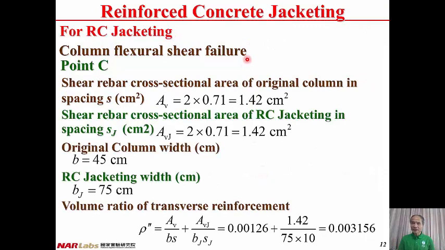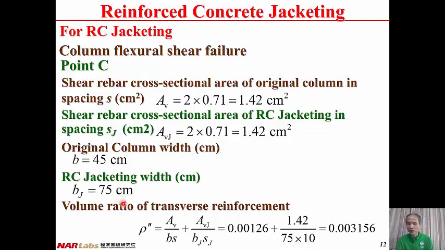After reinforced concrete jacketing, for point C, AV equal to 2 times 0.71 for the original column. And for the jacket, AVJ equal to 2 times 0.71 because it's a number 3 rebar and there are totally 2 legs. So AVJ equal to 1.42 square centimeters. And the width of the original column is 45 centimeters. After reinforced concrete jacketing, the width equals 75 centimeters.